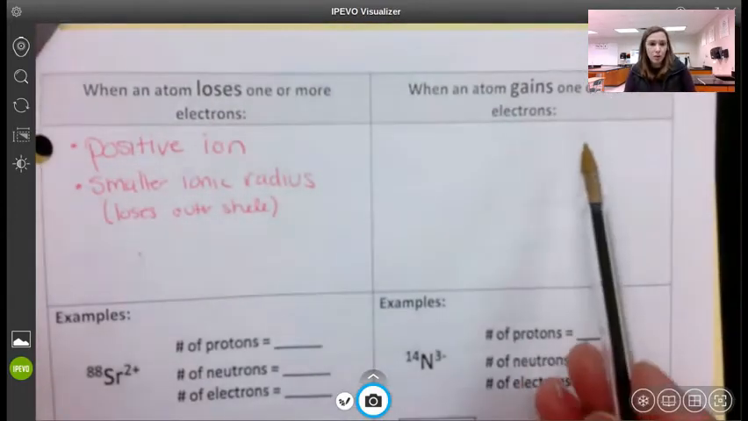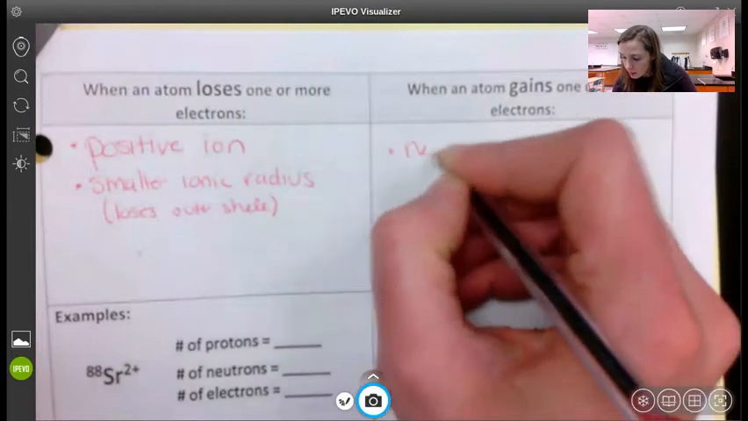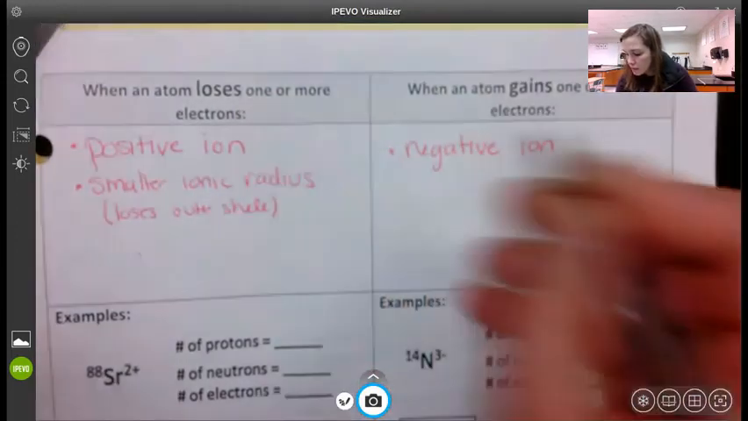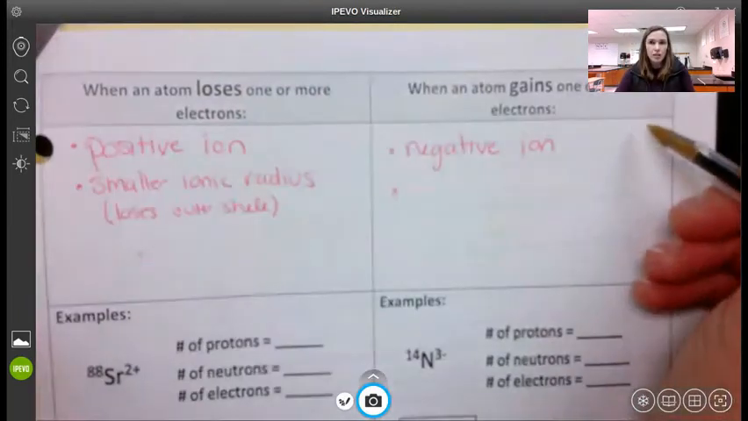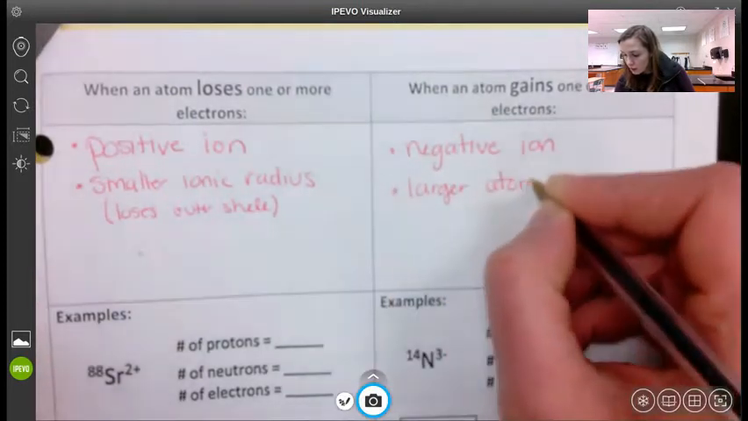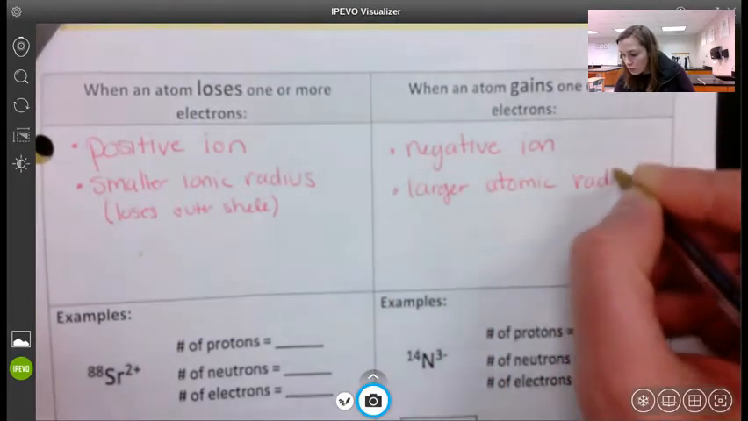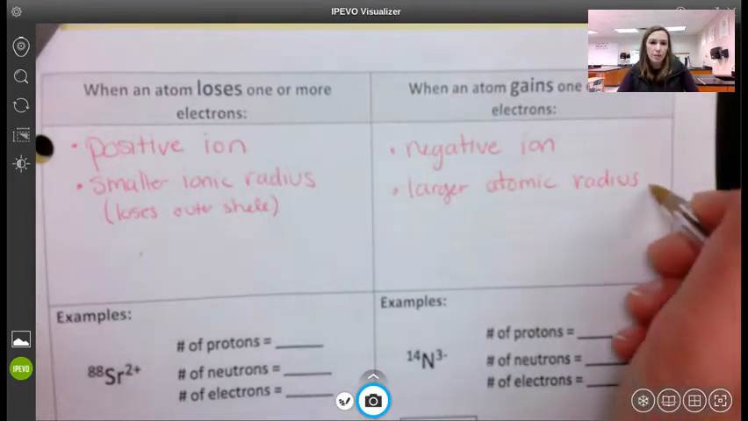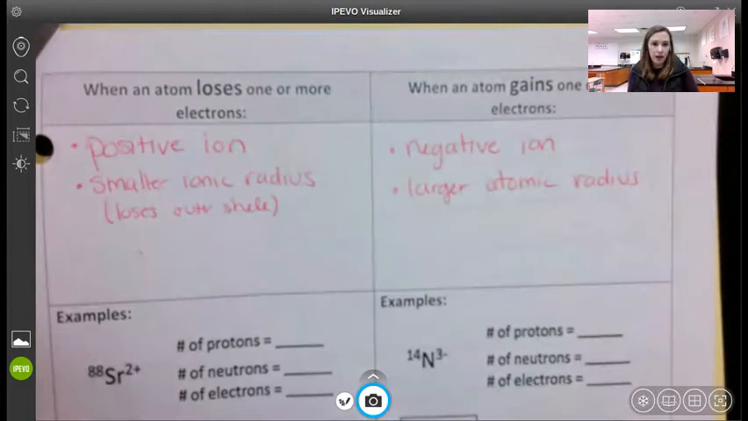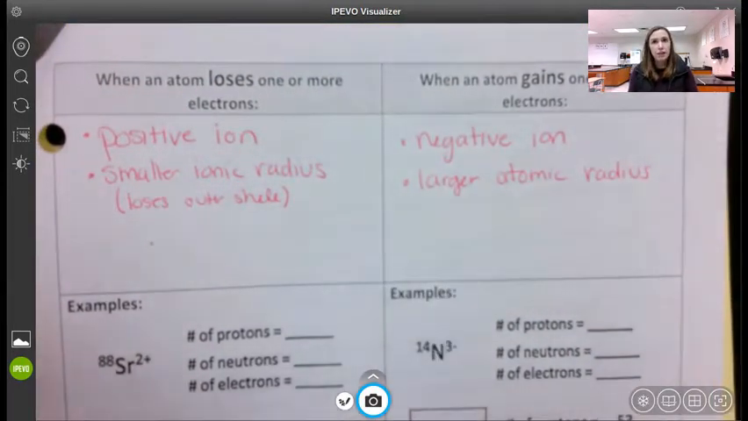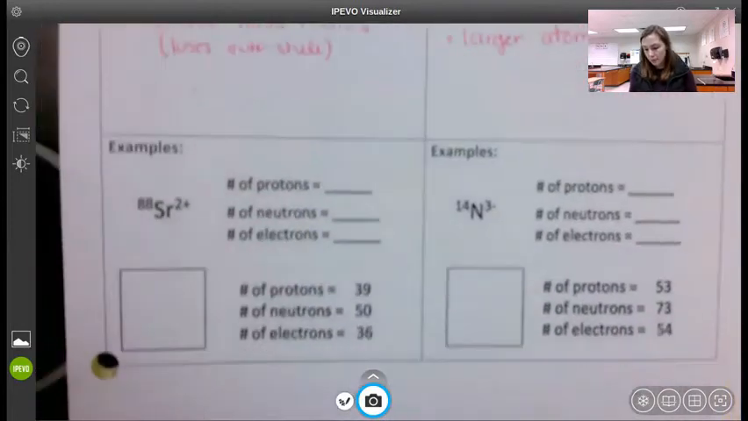If it gains 1 or more electrons, we already talked about how this creates a negatively charged ion. So a negative ion is formed. And when we add in these electrons, and we'll get into the explanation of why when we get to the periodic table, this is going to create a larger atomic radius. If you start putting in more electrons, they're going to take up more space, and it's going to increase the radius as those are added in. Then we'll get into Lewis dot diagrams of ions when we get into our next topic.